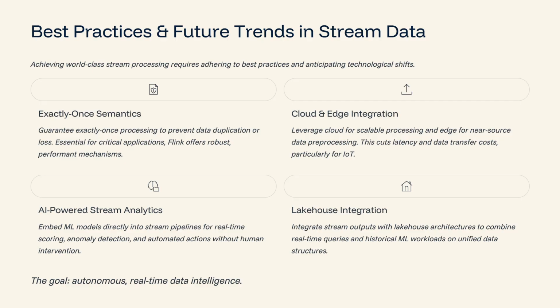Next is cloud and edge integration. Leverage cloud for scalable processing and edge for near source data preprocessing. This cuts latency and data transfer cost, particularly for IoT. AI powered stream analytics. It means to embed the ML model directly into the stream pipelines for real time scoring, anomaly detection, and automated actions without human intervention.